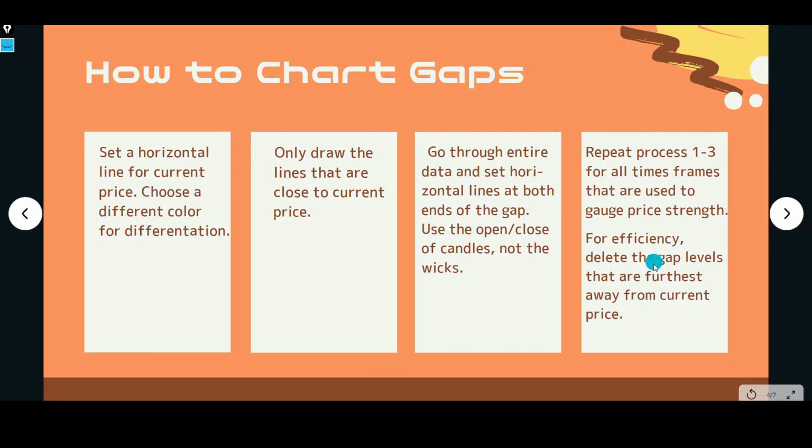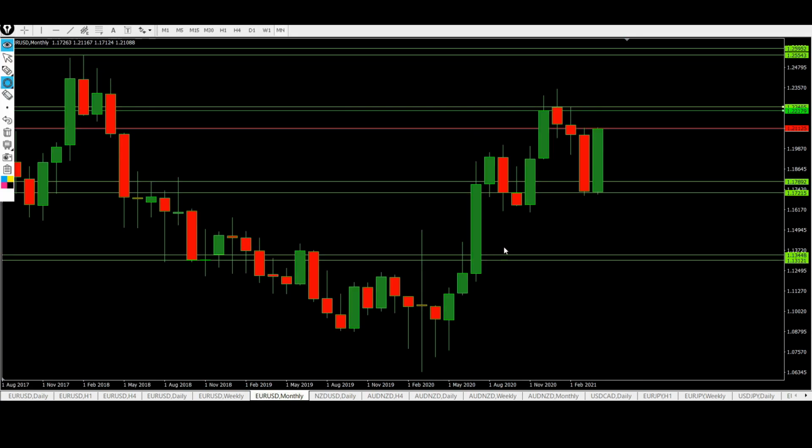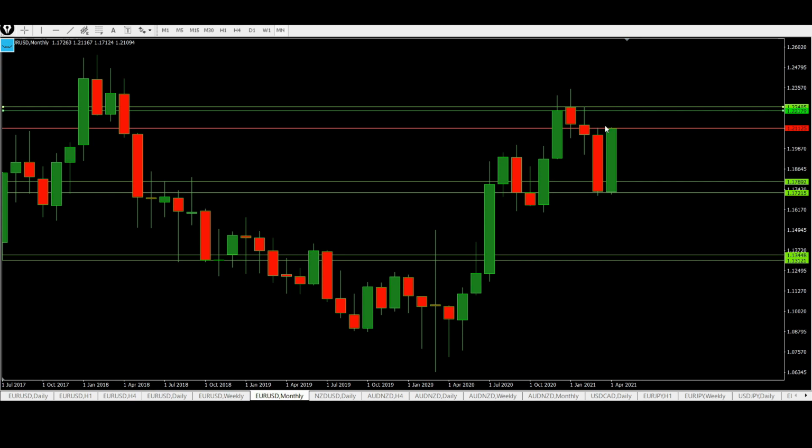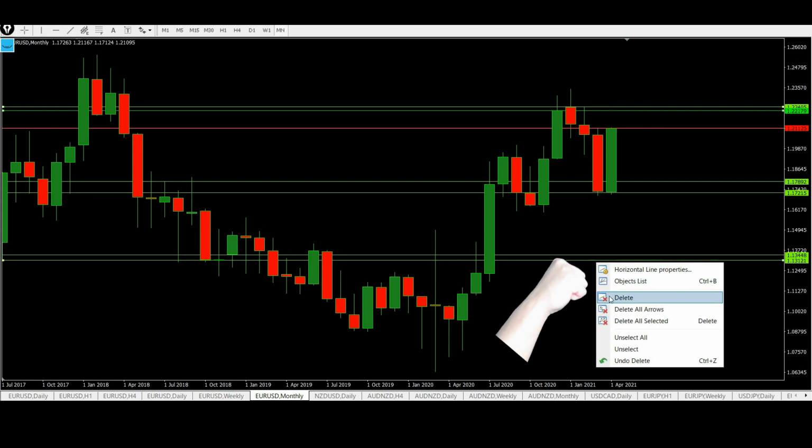Alright, so for efficiency, delete the gap levels that are furthest away from current price. Okay, so on this monthly chart, we charted 4 gap levels. One right here, a medium-sized one here, a small one, and another medium-sized one up here. Now, just for efficiency's sake, and simply because the chart looks cleaner, let's delete the gaps that are furthest away from current price. Okay, so we don't need this one. Get rid of that. We don't need this one because we have this guy right here. Let's get rid of these guys.